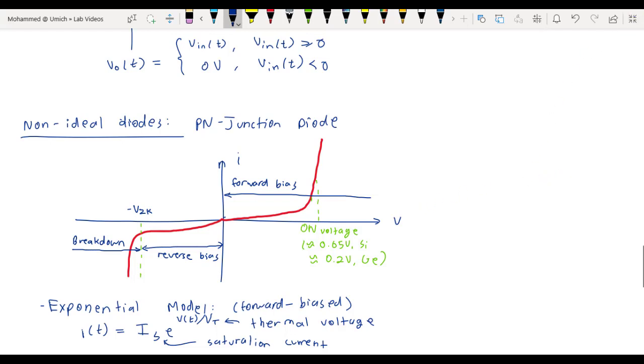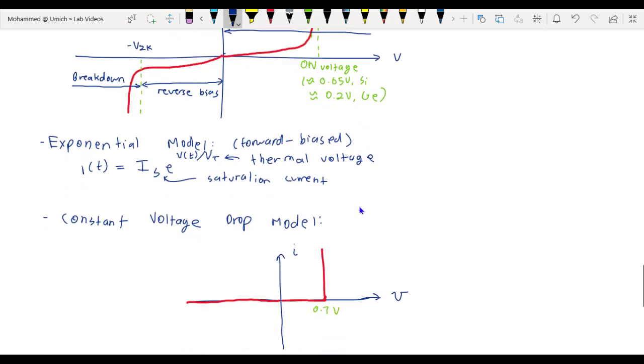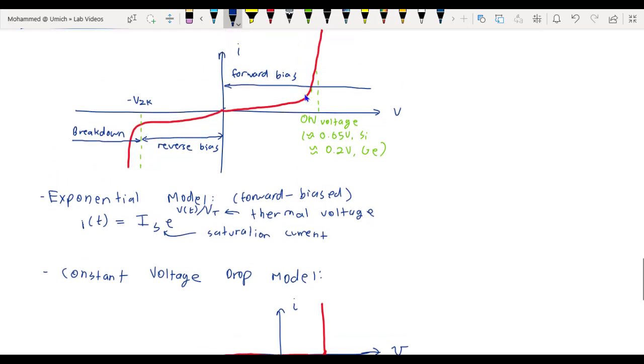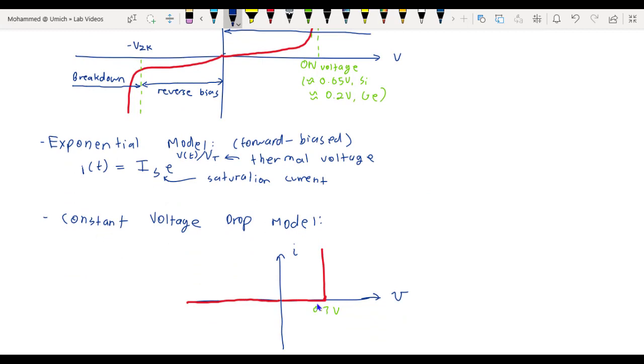So let's look at a much simpler model, which is the constant voltage drop model. This model is based on the observation that a forward bias diode has a voltage drop that varies only in a very small narrow range, maybe between 0.55 volts and 0.75 volts. So we can assume that this voltage is a constant, maybe 0.7 volts, which is called the forward voltage, and our IV characteristic would look like this. When V across the diode is less than 0.7 volts, no current flows through the diode and it behaves as an open circuit. Once the voltage across the diode reaches 0.7 volts, any current is allowed to flow through the diode.